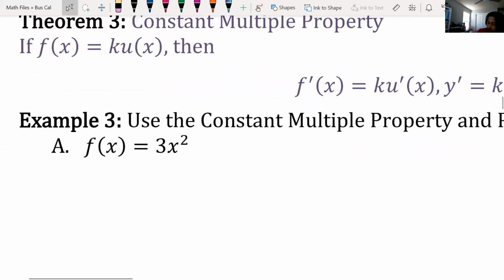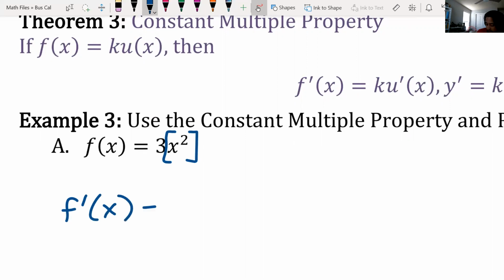So let's go ahead and try this out. For a, f of x equals 3x squared. So I'm just going to box this function, x squared, and that's all we want to take the derivative of. So when I say the derivative, f prime of x, that 3 is coming down, and now we are going to multiply it by the derivative of x squared. What is the derivative of x squared?